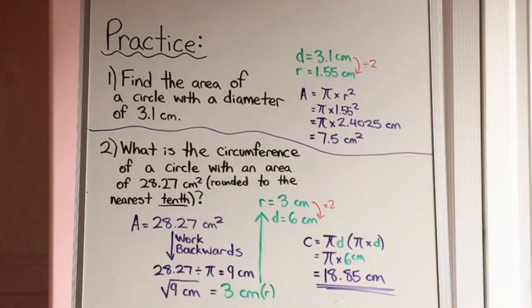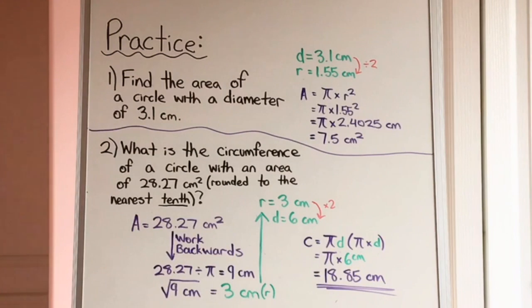In this question, we start with the area, and we have to work our way down and work our way back up to find the circumference. Now, to find the radius from our area, we work backwards. We have the area, and what we do in a normal formula is we square the radius and then multiply it by pi. So now, we go from the top and we work down.